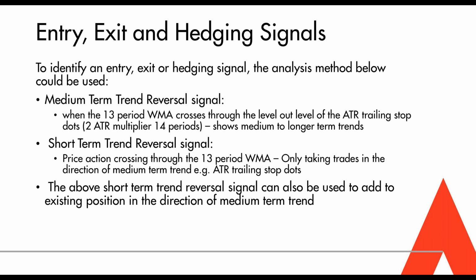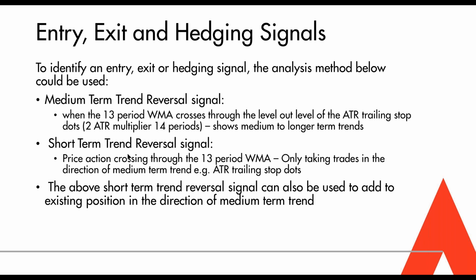So after we've determined the trend, we need to be able to identify an entry and exit signal that suits our trading style. With a medium-term reversal, we could look at when the 13-period weighted moving average crosses through the level out period or price of the ATR trailing stop at 2 and 14 setting. And that shows the medium to longer term trends because the level out price point does tend to keep you in the trend quite a bit longer.